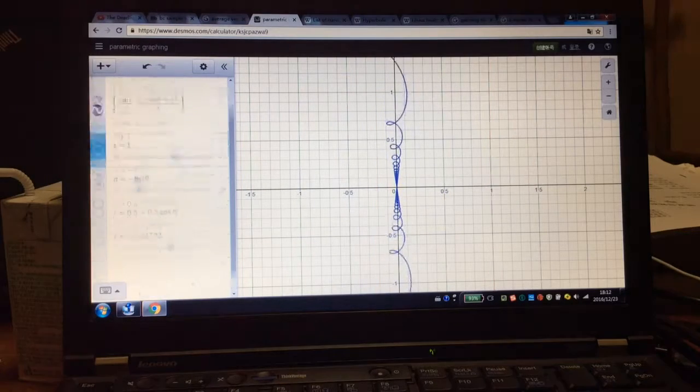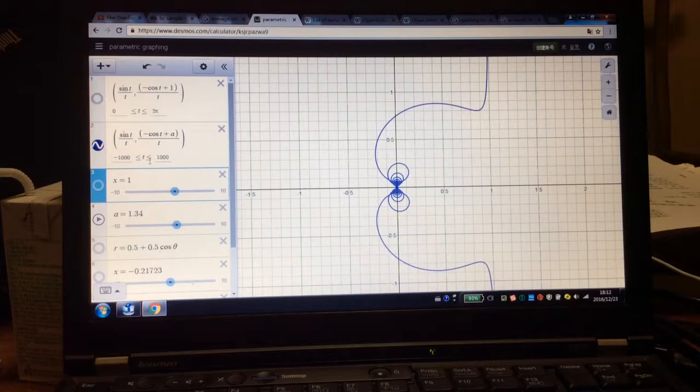Anyway, this graph is very interesting, and I will keep playing with this to find out more about it.